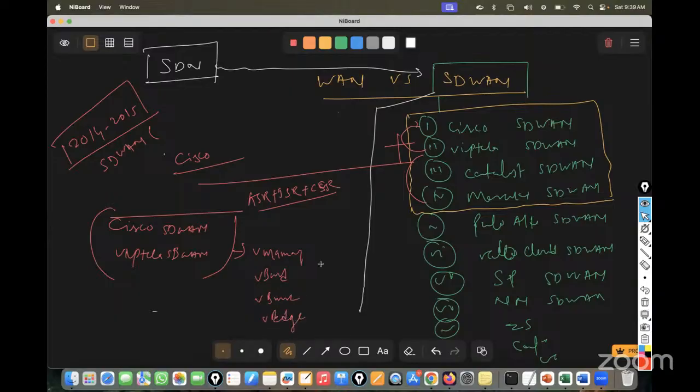So these are the controllers. These three are the controllers. These are actually the routers. They have different models. We'll discuss later. I'll explain everything step by step, what models they have and what the capacity of that model is.